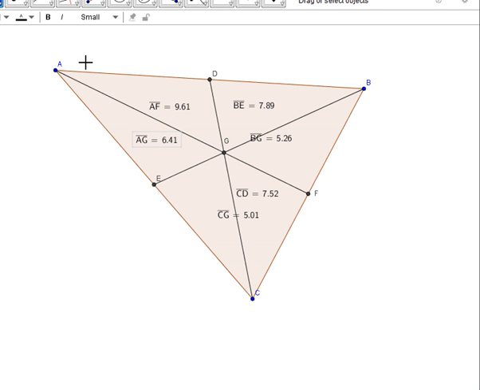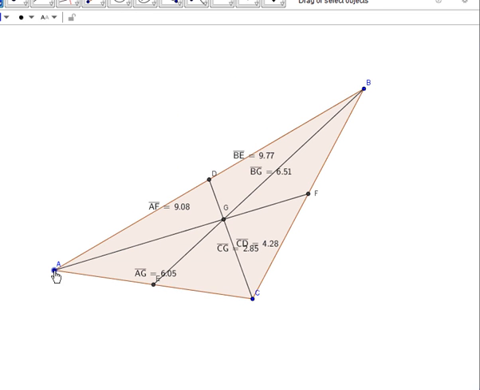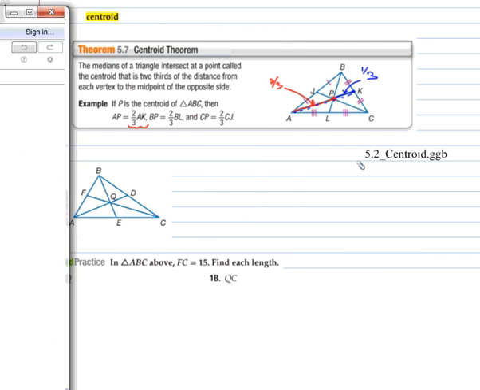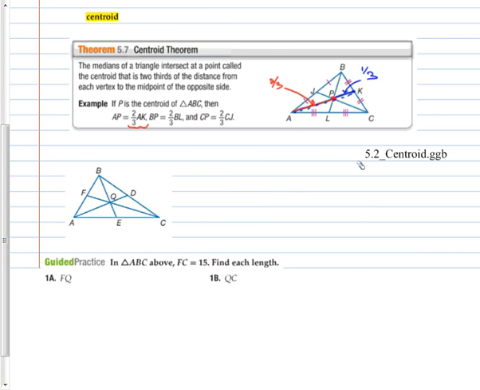You notice right there, A to G, 2/3 of that distance. All of those are going to be that way, no matter where I go. I can make a new one, take 9.08 and take 2/3 of 9.08, and you get 6.05 right there, 2/3 of the distance. So those are the facts about a centroid, which we now all have memorized.